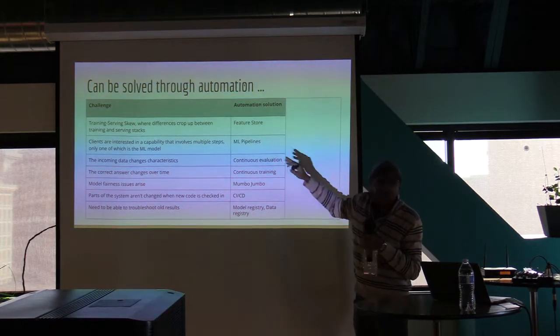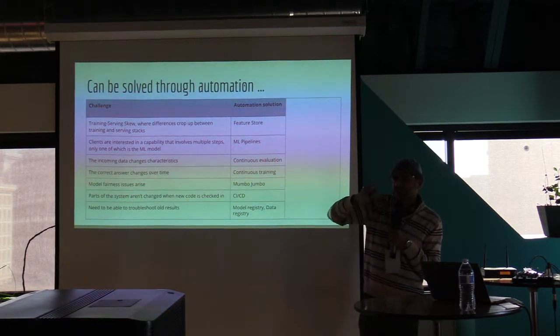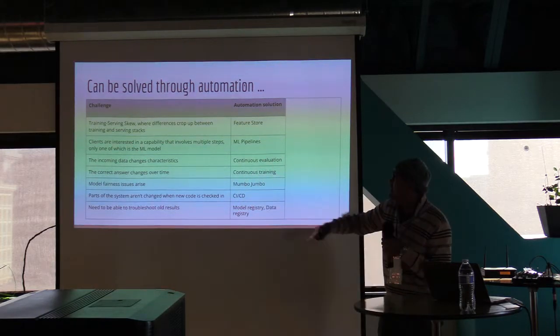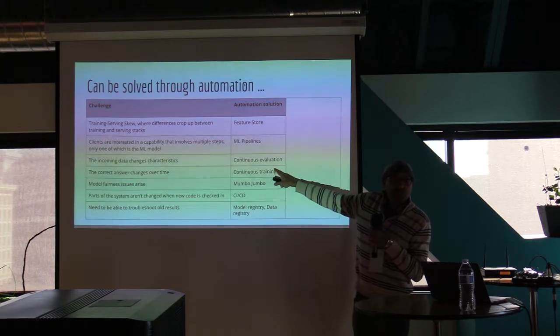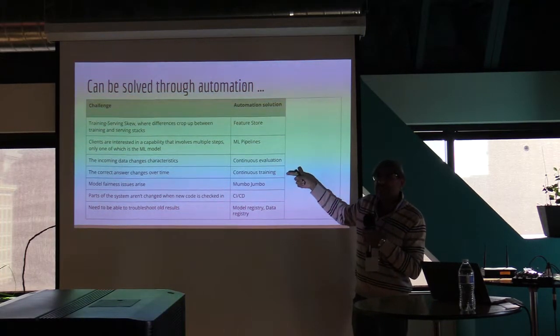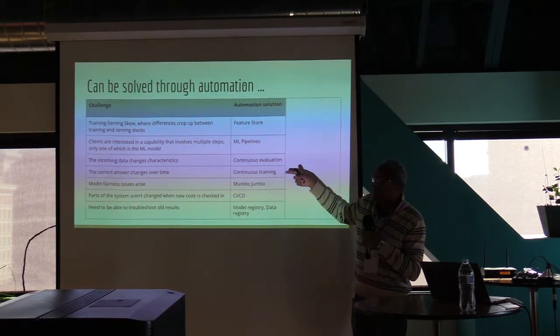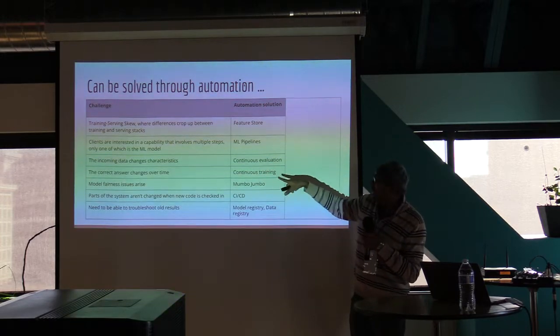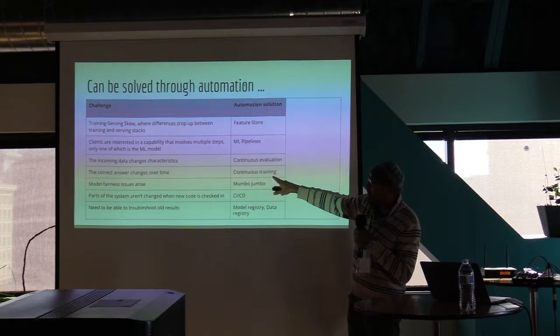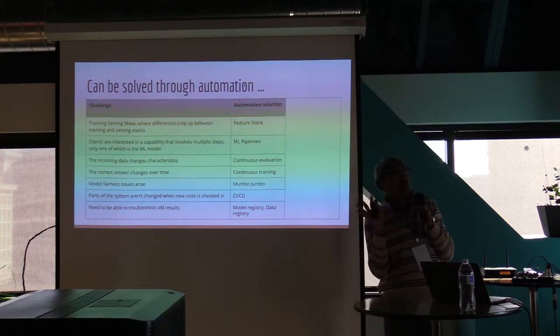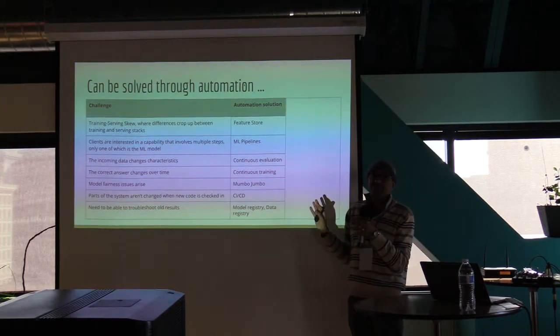You can use ML pipelines to make sure that the steps are being carried out in exactly the same order. You can do continuous evaluation to catch the incoming data changing characteristics. Whenever things change over time, make sure you retrain your ML model, so you set up a continuous training system. Model fairness issues, it's supposed to work. I've never seen somebody explain how it's going to work.